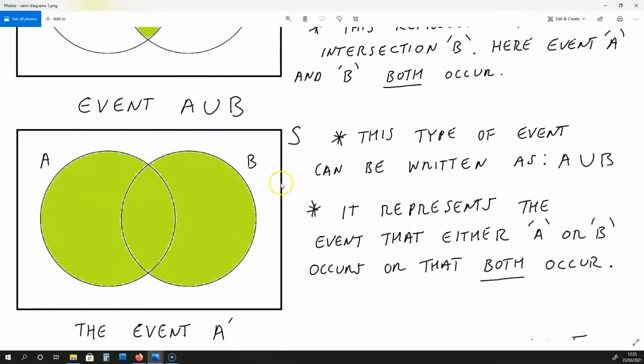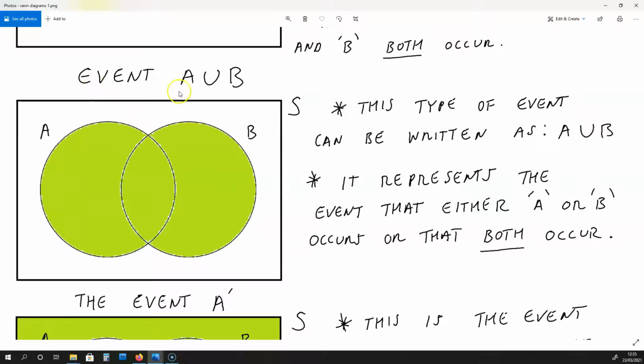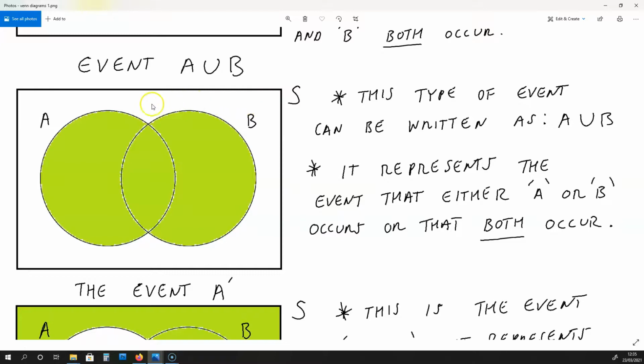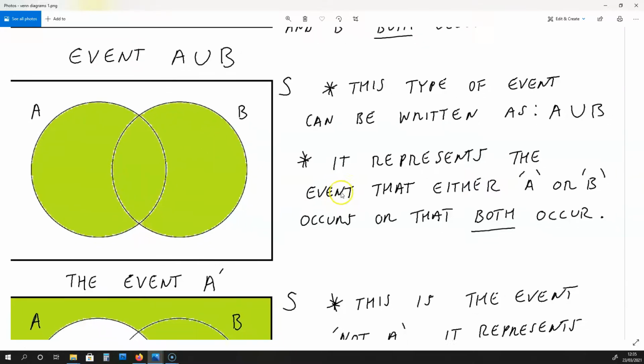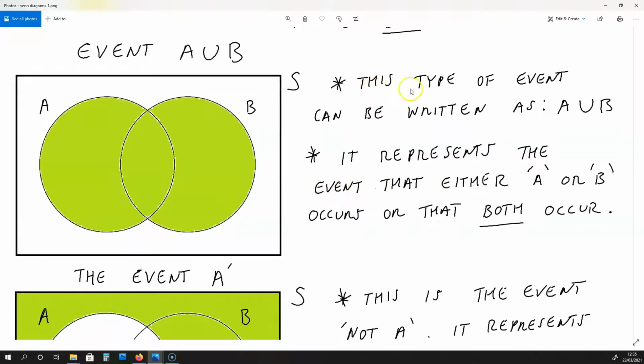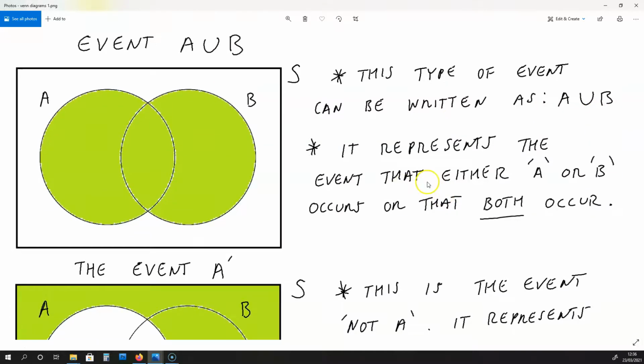Moving on to the next kind of event, we can have event A union B. Well, that is the possibility of A happening on its own, B happening on its own, or both A and B taking place simultaneously. So, like I said, this type of event can be written as A union B. It represents the event that either A or B occurs, or that both occur.